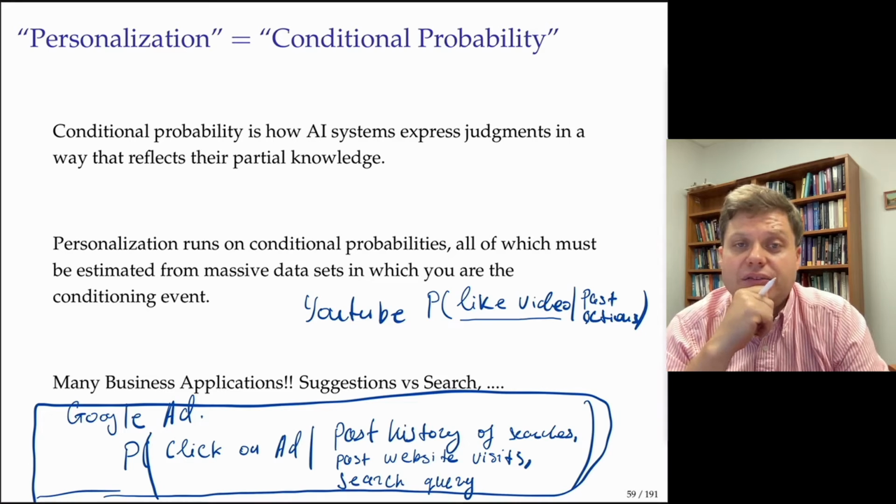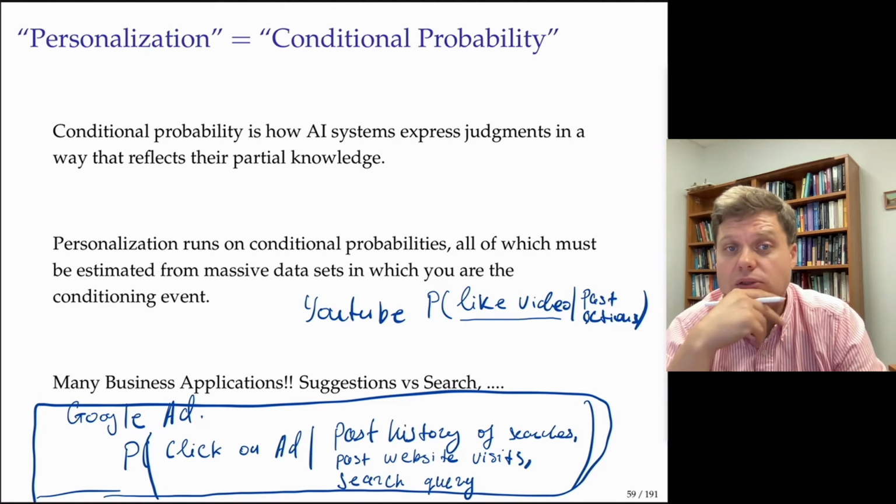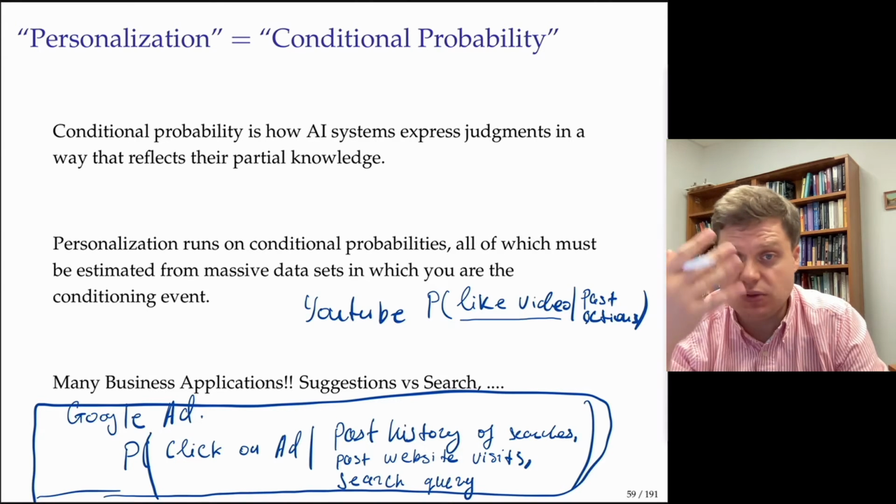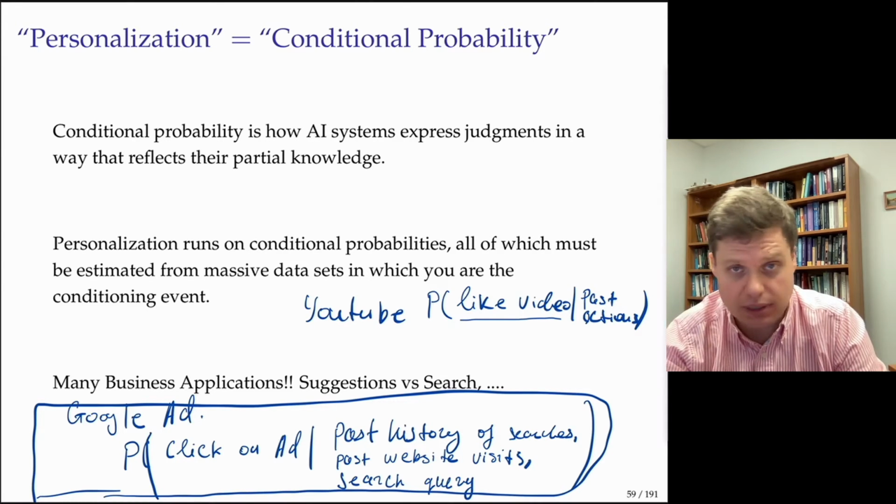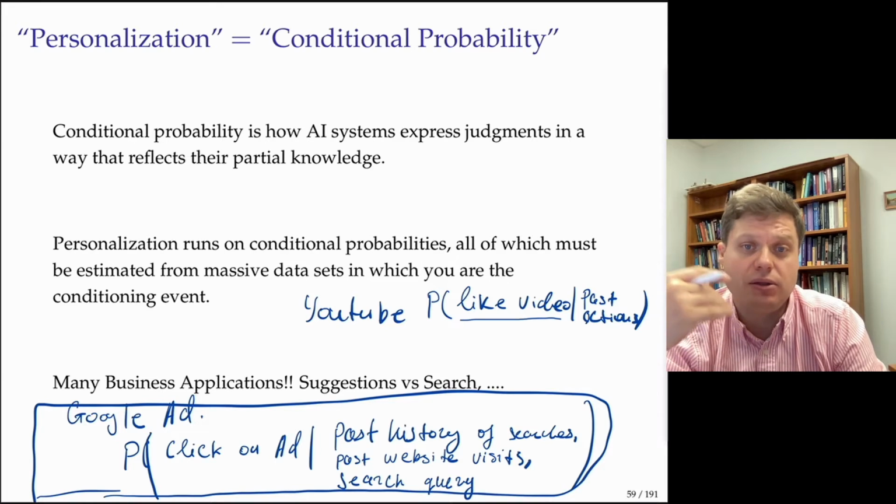Another implication of this conditional probability is what is called personalization. We talked about these new artificial intelligence systems, and they express judgment in a way that reflects their partial knowledge about who you are and what you like. And this partial knowledge relies on the history that artificial intelligence has about you.